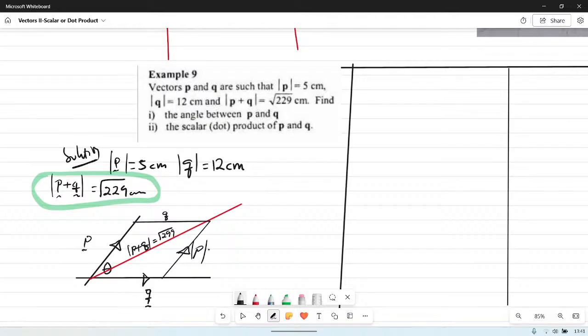Now the magnitude of this is 5 and the magnitude of this is 12. Now this angle is the same as the angle here, a property of a parallelogram: the angles are equal. If I'm able to find k, the angle here, and I subtract it from 180, I'll get the angle between P and Q. Are you okay? Can I continue? Okay.